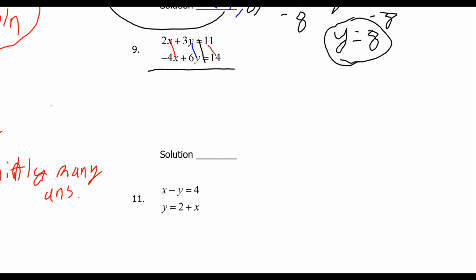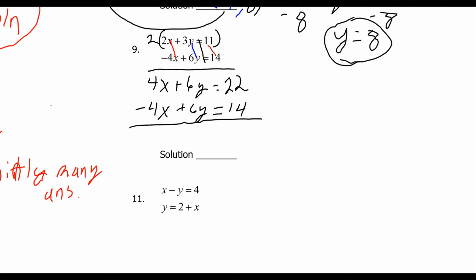Now, when I use elimination, though, nothing actually says 0 pair right up front. So what do we have to do? We have to come up with our own 0 pair. How we do that is we multiply this top row by 2. And when we do that, we wind up with 4x plus 6y equals 22. Now we don't have to touch the bottom row, because it has that negative 4x, which is going to cancel nicely with the 4x that we just came up with. So we've got negative 4x plus 6y equals 14.